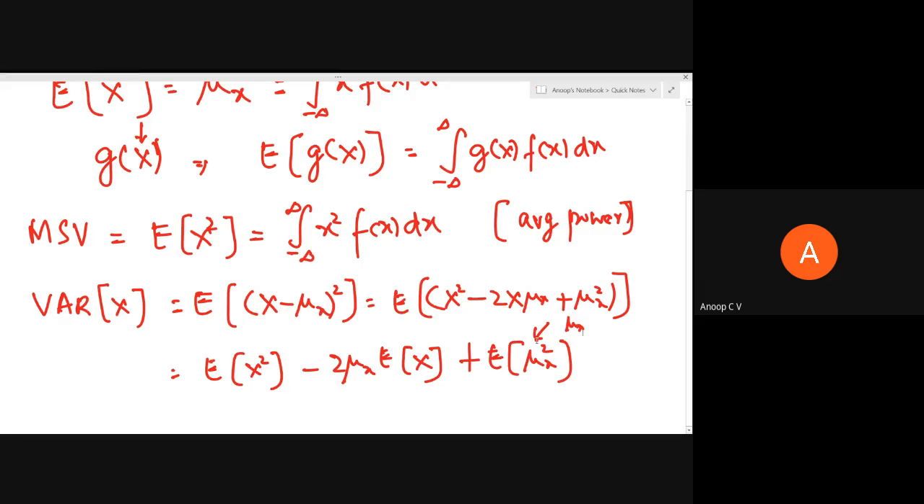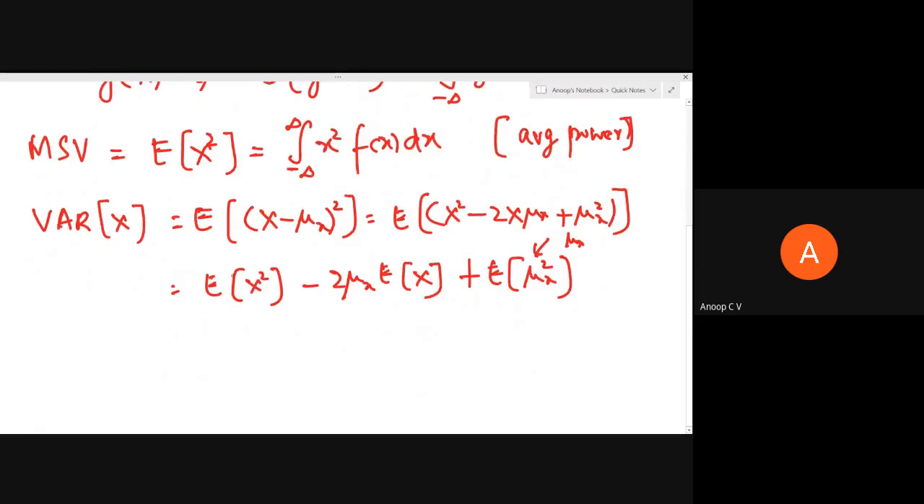So this is a very important result which I'm going to discuss here. This E of x square is nothing but our mean square value, MSV. E of x square is the mean square value. So I'll write it again: this is MSV minus 2 mu x into E of x, which is again mu x. So it will be minus 2 mu x square plus E of mu x square, which will be mu x square itself. So this will be MSV minus mu x square.